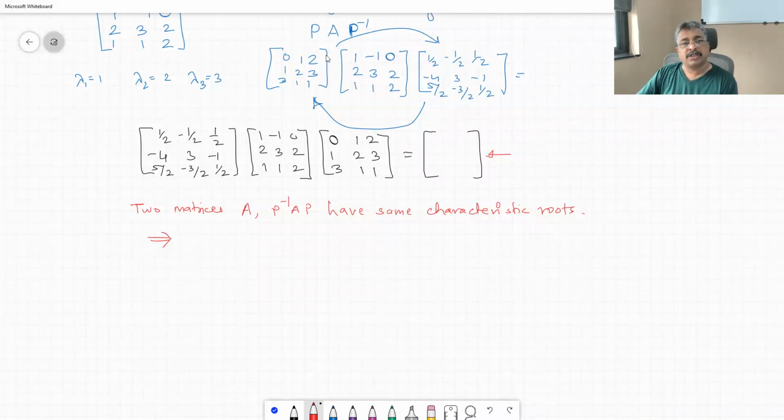Actually, the sequence of P and P inverse should be opposite, so we are not trying out this 3 by 3 multiplication. It should have been P inverse AP. If you have patience, you can calculate this and find the lambda values. But why I asked you to do that was that we wish to prove this statement: two matrices A and P inverse AP have the same characteristic roots. It can be proved very quickly, very easily.